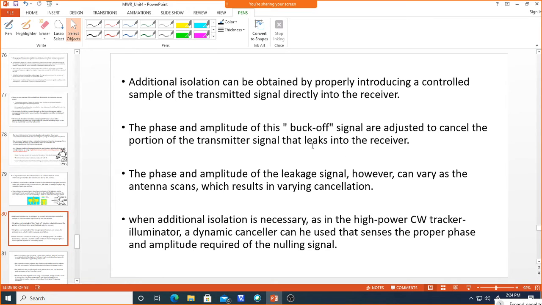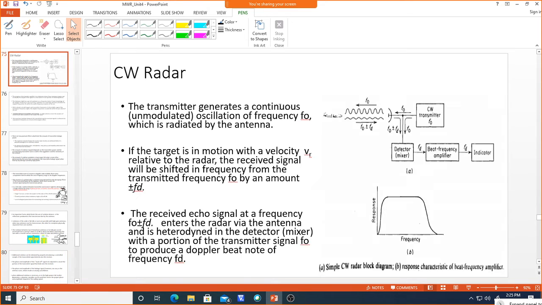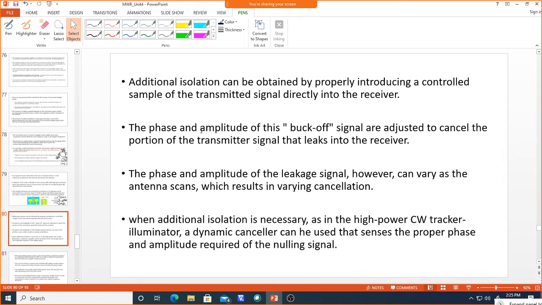Now for whatever signal leaks into the receiver, some portion of the signal, we can properly assess the phase and amplitude of that leaked signal, so that we can cancel it by properly tuning its phase and amplitude. By doing that cancellation with the proper phase and amplitude, we can get proper isolation.